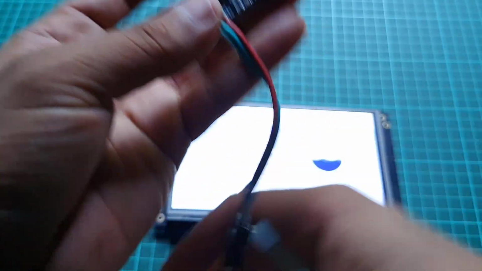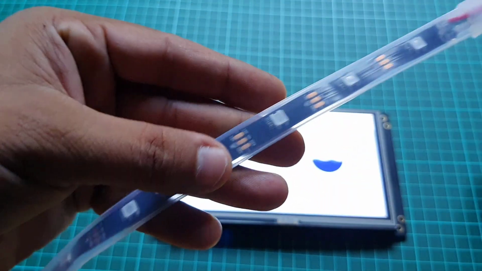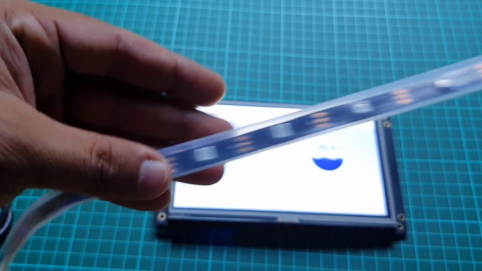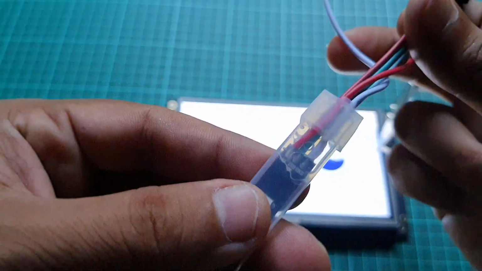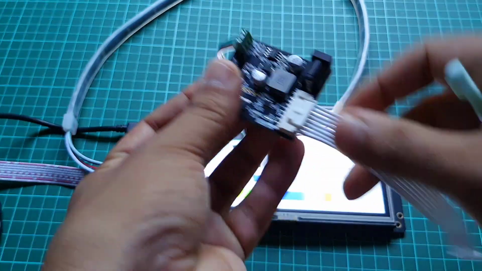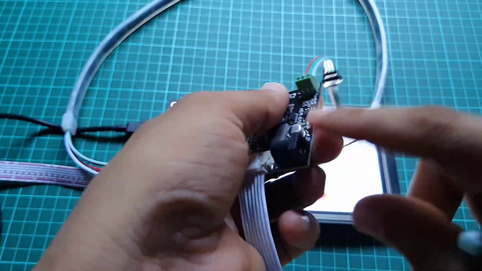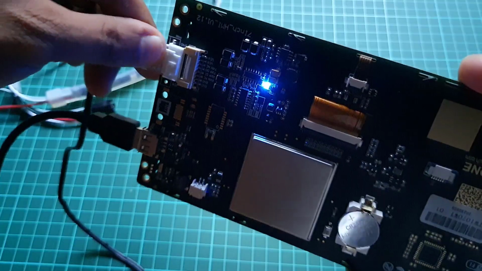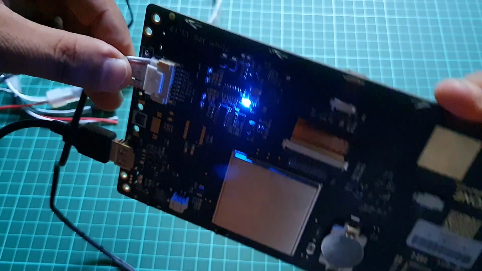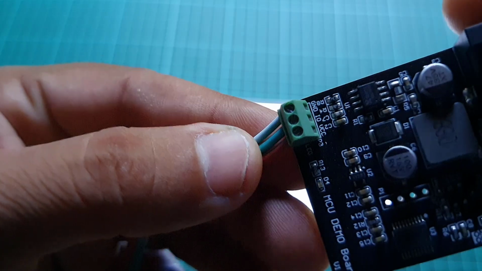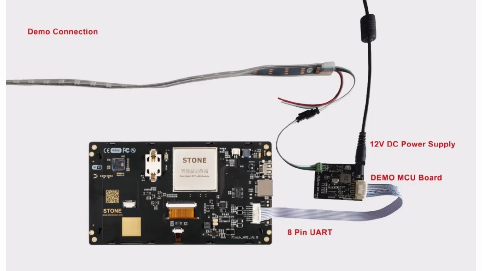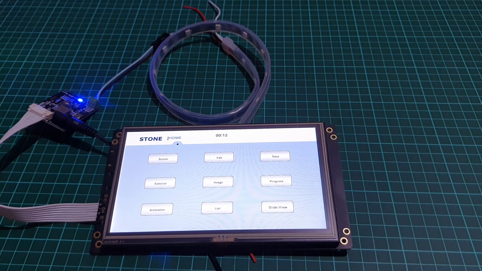Interfacing MCU board with Stone display. Now we will interface Stone demo MCU board to the display and control WS2812 RGB LED strip. First, we will attach an 8-pin UART connector, one into the MCU demo board and the other into the HMI display. Attach the VCC, data input and GND pins of the WS2812 LED strip to the respective pin on the MCU board. Provide a 12-volt DC power supply to the demo MCU board. Now we are all set.